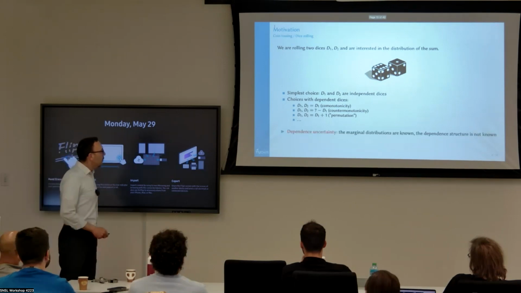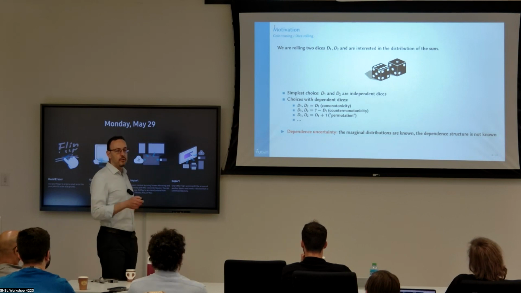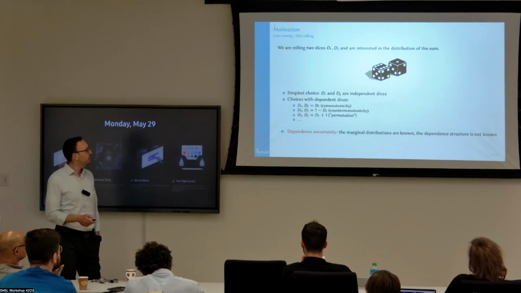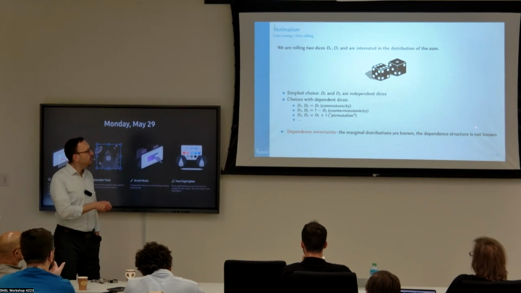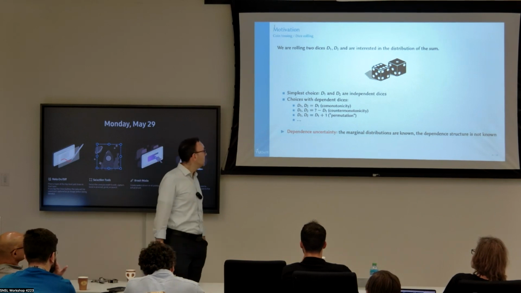Okay. So in the related literature, this is what people call dependence uncertainty. It is the situation where you know the marginals of a random variable or a random experiment, but you don't know the dependence structure. The dependence structure is completely unknown. This is dependence uncertainty.